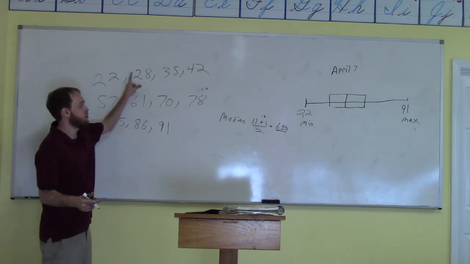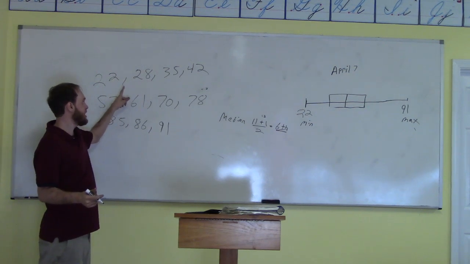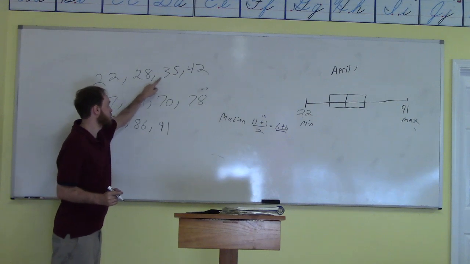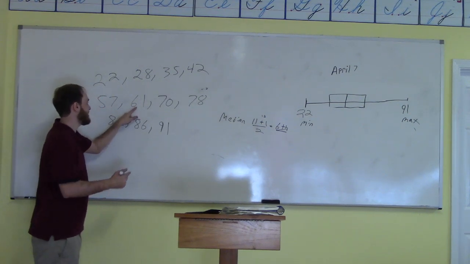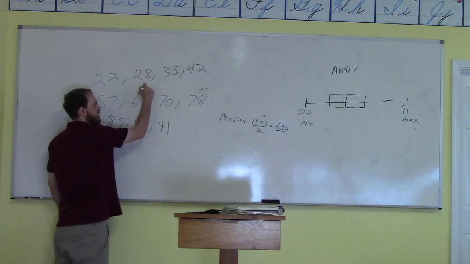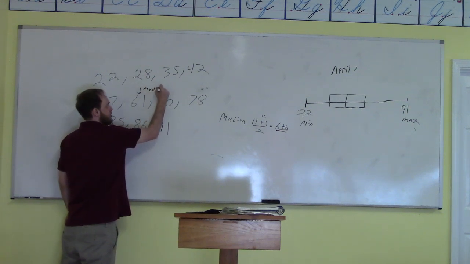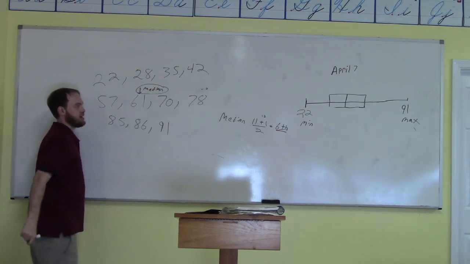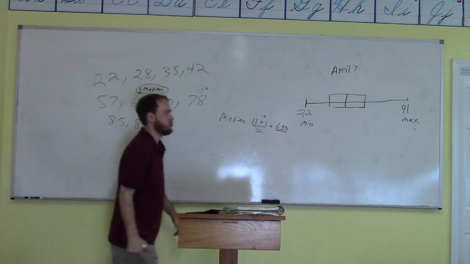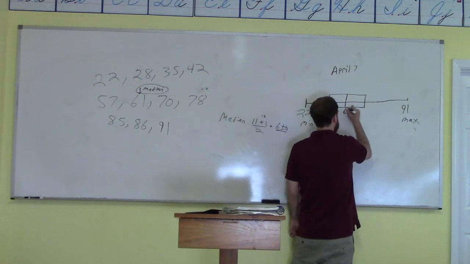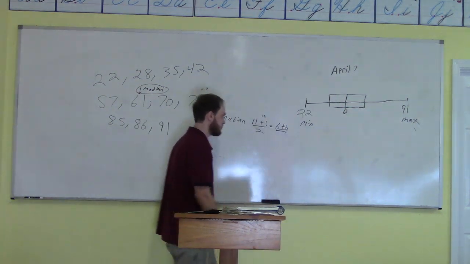So for this one, to find the median, it's the 6th one, so that's 1, 2, 3, 4, 5, 6. So 61 is my median. So I can go ahead and put that in my box and whisker plot. So 61 is the median.